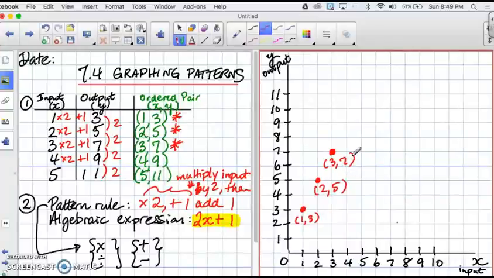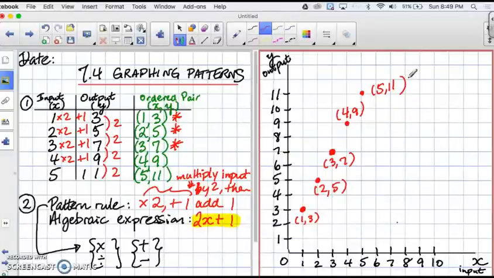Okay. Now, if you want to pause the recording now and do 4, 9 and 5, 11 on your own, please feel free to do so. So we know 4, 9 I'm just going to continue is right here. And then 5, 11 is right here.